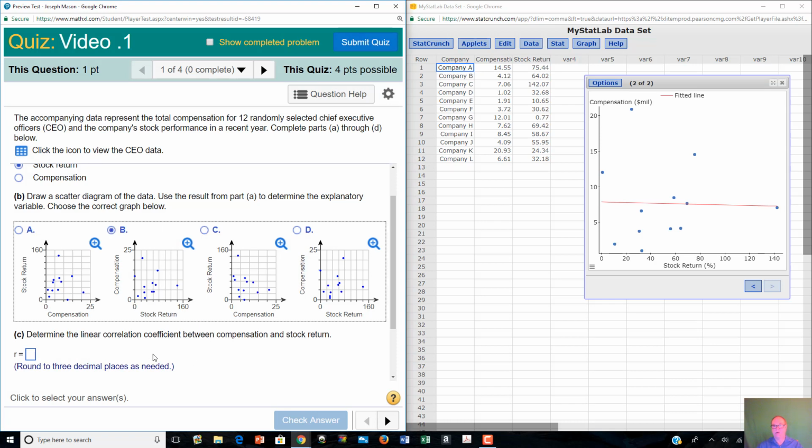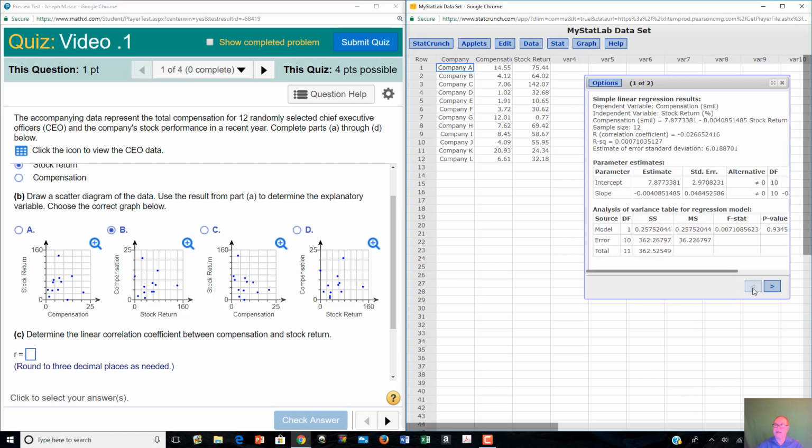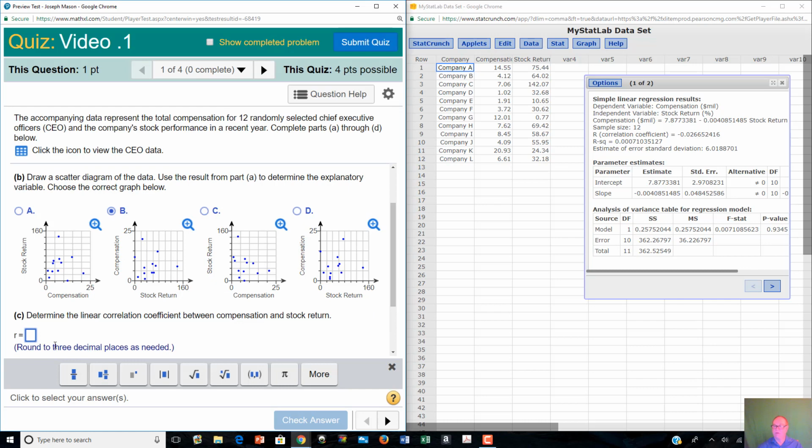Now determine the linear correlation coefficient. I'm going to hit the back arrow to go back to my data. If you recall, the linear correlation coefficient was the R value right here. This is the R value. It says 3 decimal places, so I click over here, and it's going to be negative 0.027 when I round it to 3 decimal places.